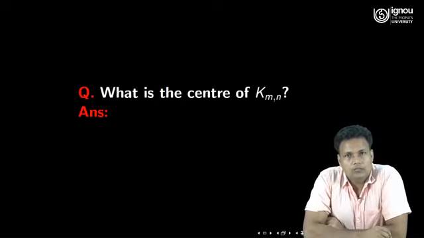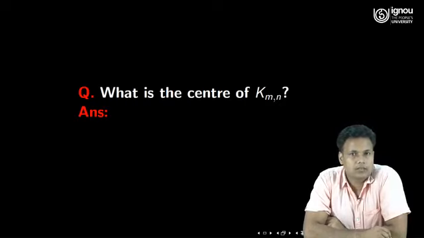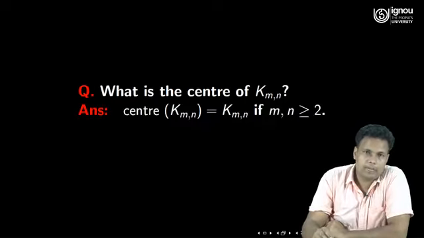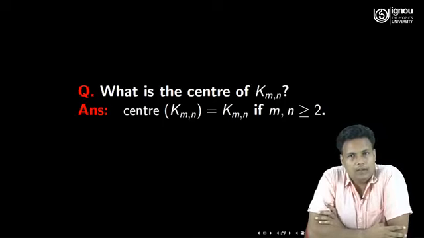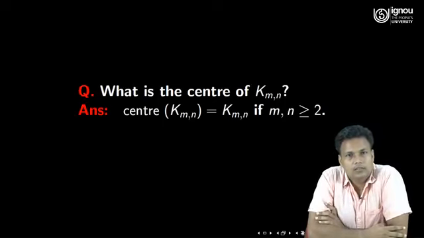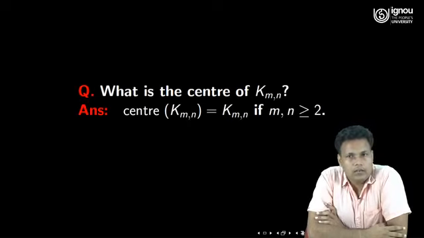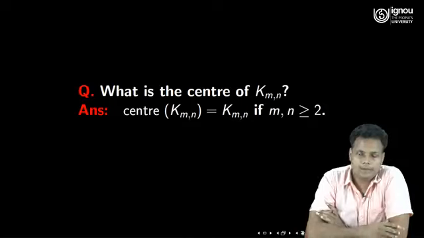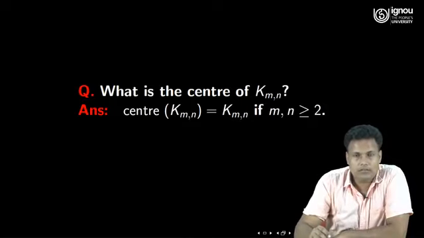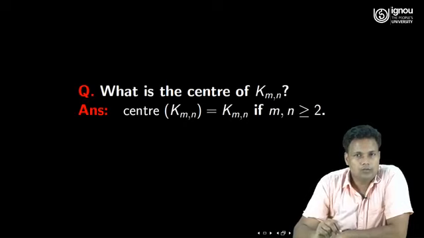Now it is easy to answer what is the center of K_{M,N}. You just look at the vertices which have eccentricity 2 or 1. When both M and N are at least 2, then the center of K_{M,N} is equal to K_{M,N}, and when any one of M and N is 1, then the center contains only one vertex.